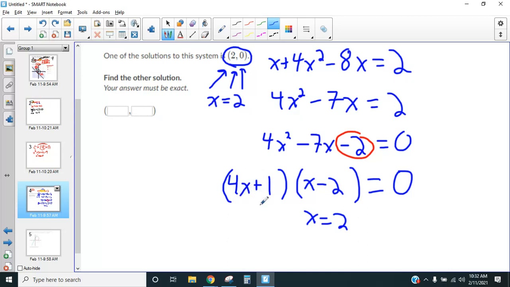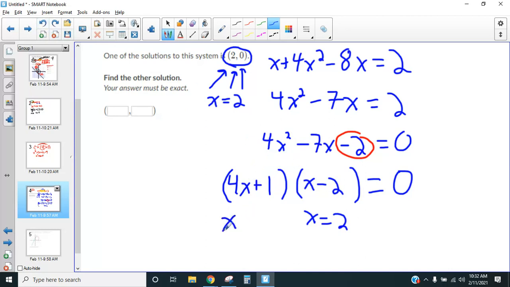It has to be 4x because when I distribute to check my answer, those 2 have to multiply to equal this. Right? They have to. So we could have worked it out the long way, but if you use your hint, it's much easier to figure out the other factor.